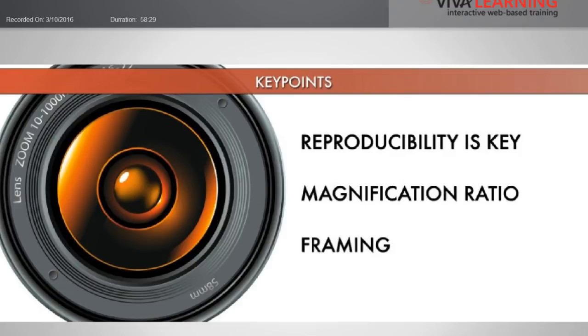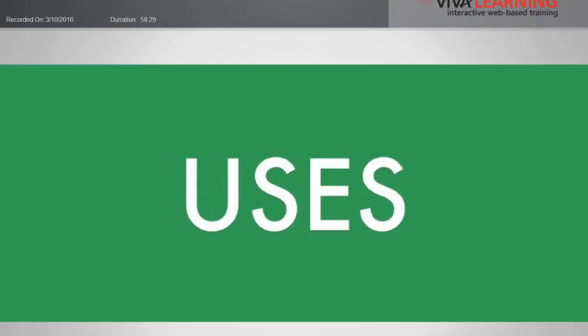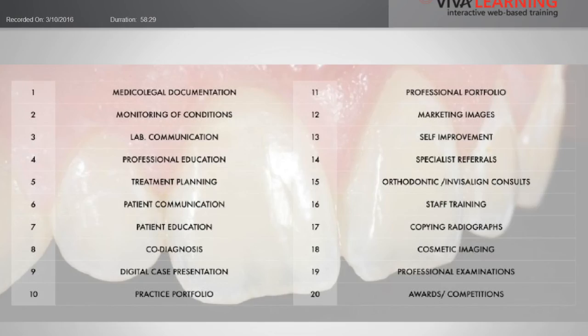So the key point really is that, as I keep saying this word reproducibility, that's absolutely key, I think, in your clinical photography. And we get that by using the same magnification ratio each time for the photograph and correctly framing. Now, I'm going to spend most of the time now talking about uses of clinical photography. And if you have any other uses on top of this list, then by all means drop me an email. But this was the list that I could come up with.